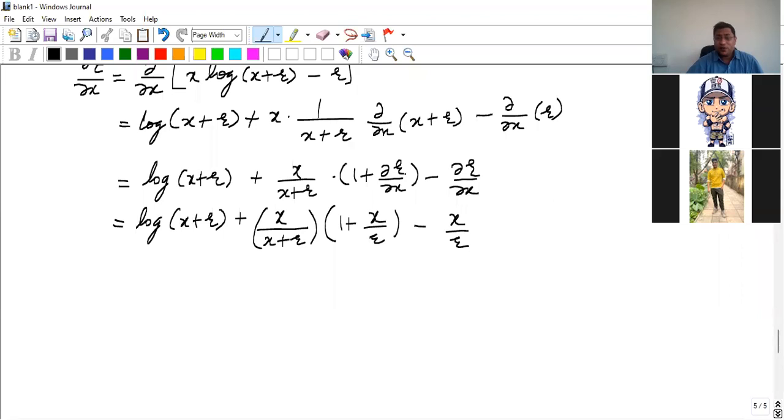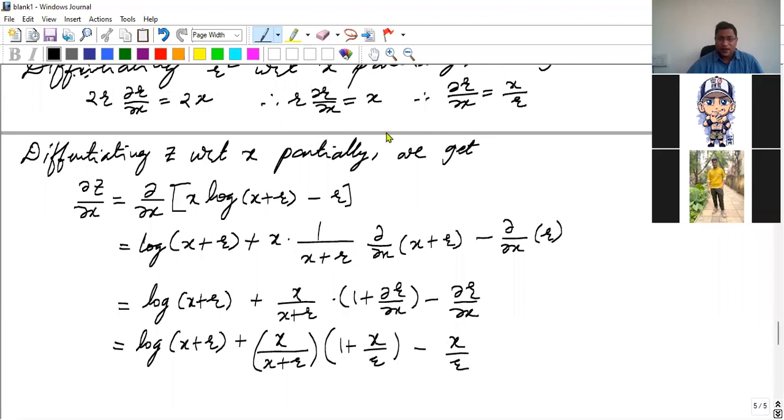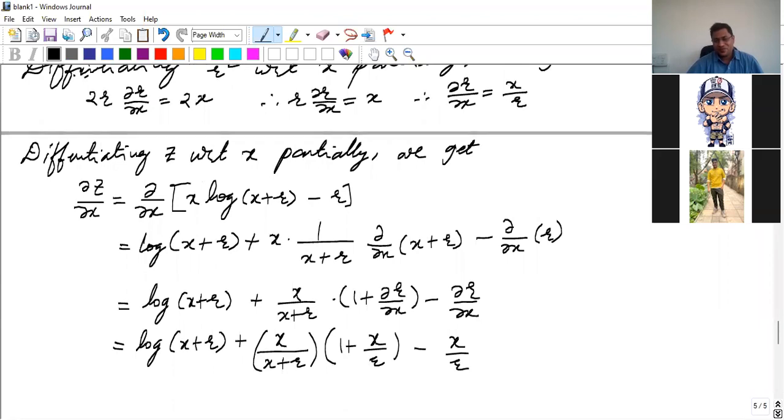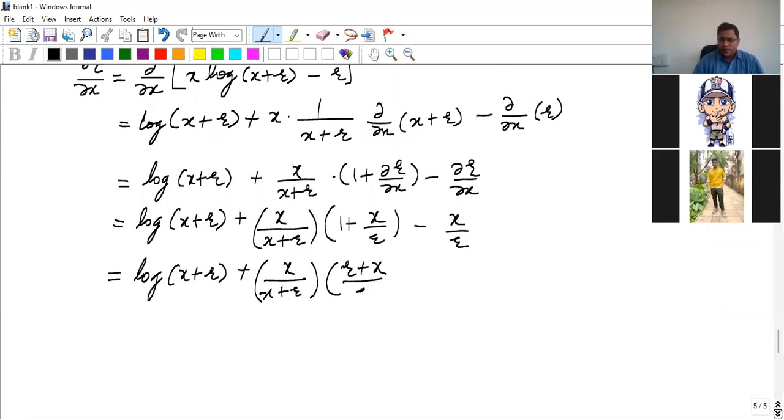R is a function of x and y, no? We are considering r as a function of x and y, so r is not a constant. So this is equal to log of x plus r, plus x upon x plus r times this term. What will this term be? This will be (r plus x by r) minus x by r. Are you getting this term? This r is multiplied here.